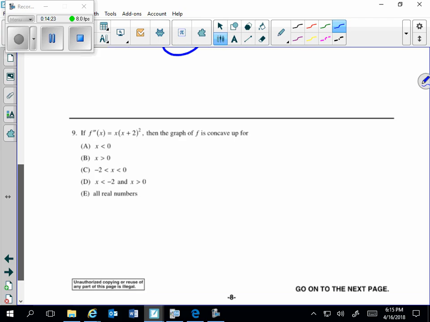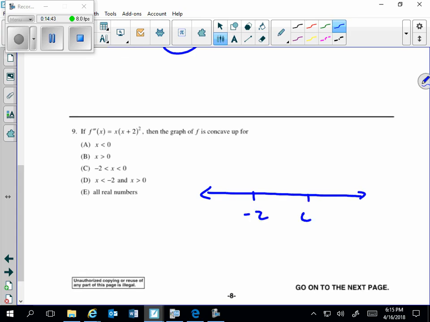Number 9, f double prime is equal to that mess. The graph is concave up, so my second derivative is positive when? That is my second derivative already, correct? Be careful, notice what they're giving you. They're giving you the second derivative. Second derivative is positive when? Well, it's 0 at -2 and at 0.